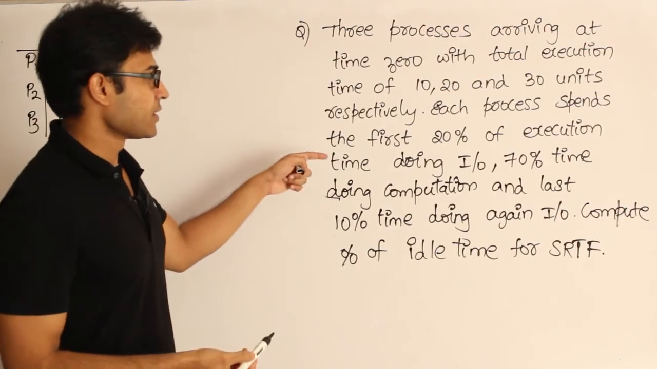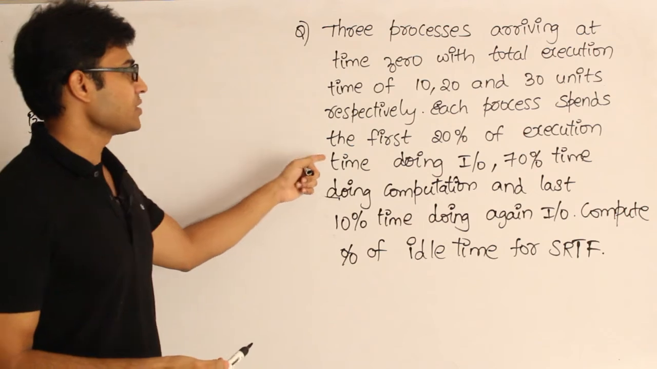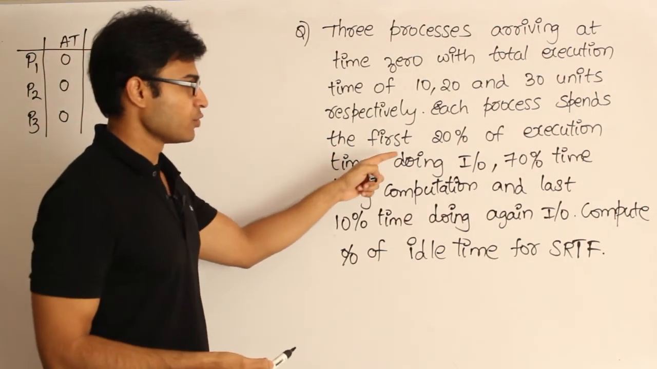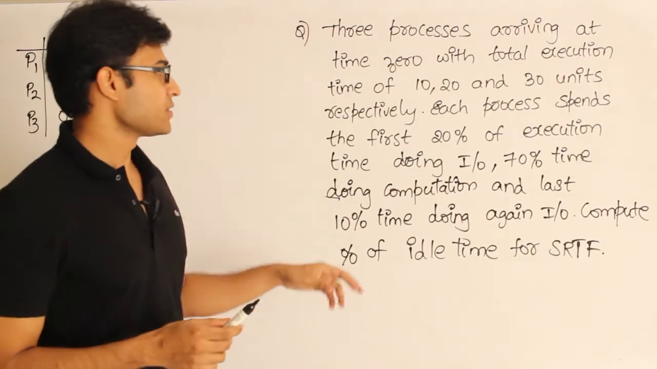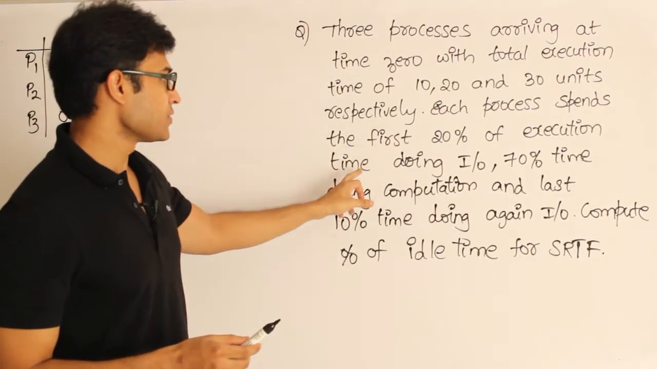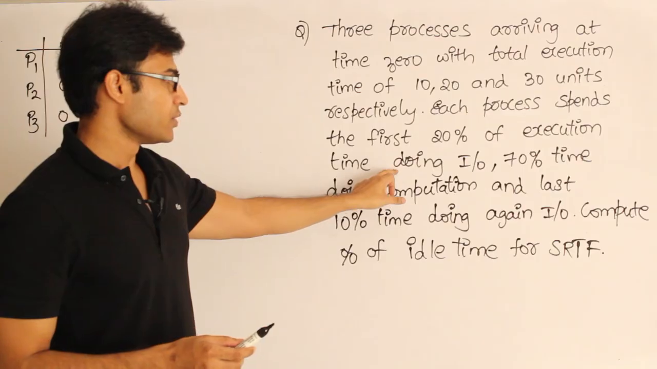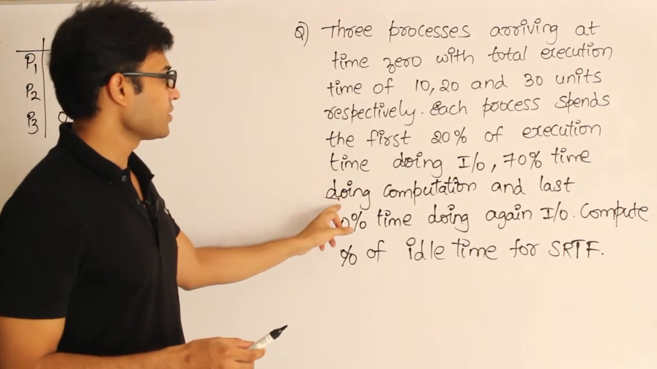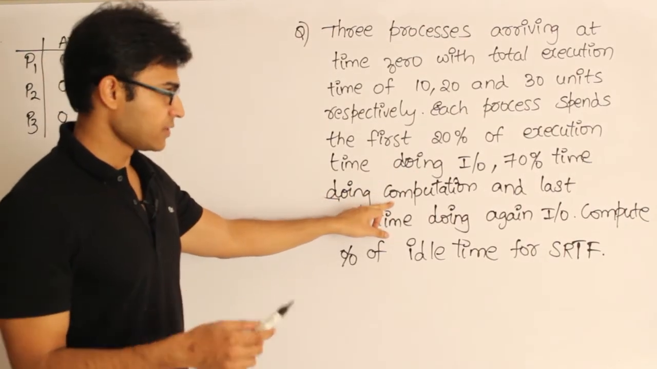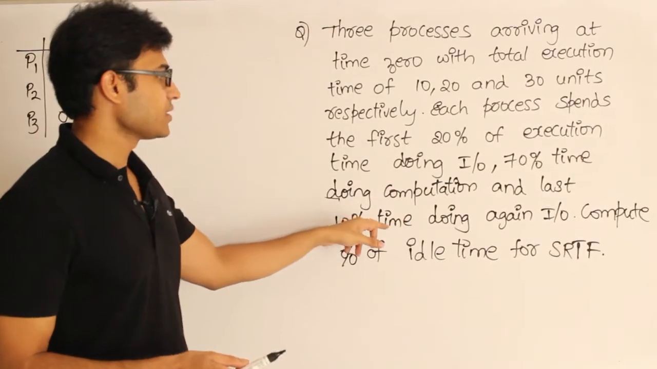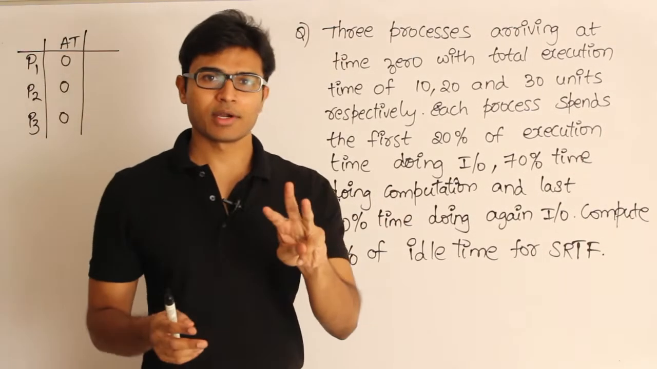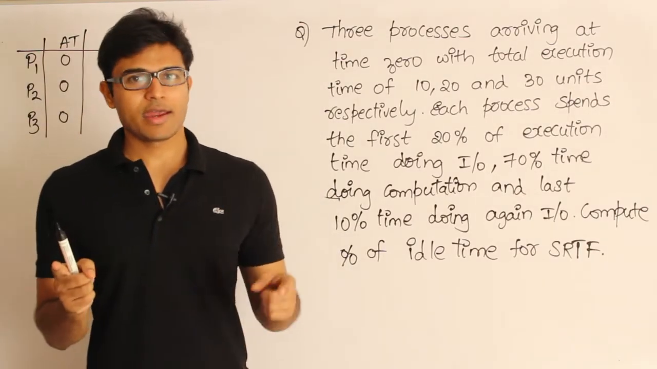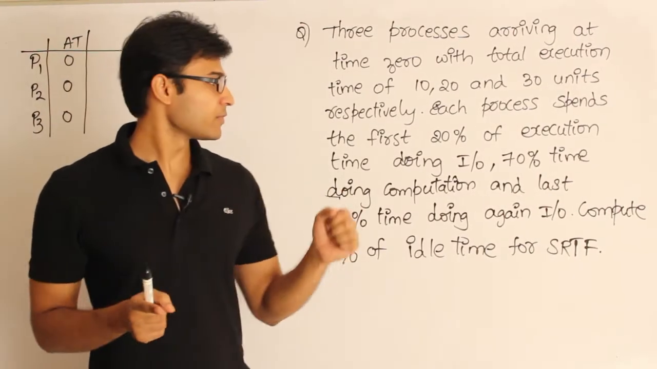And again they are saying that each process spends the first 20% of execution time doing IO, which means this execution time is again divided into three parts. First 20% doing IO, and then 70% doing computation, which means at CPU, and then the last 10% again doing the IO. So again this execution time is three parts. One part is IO and then computation and again IO, right?